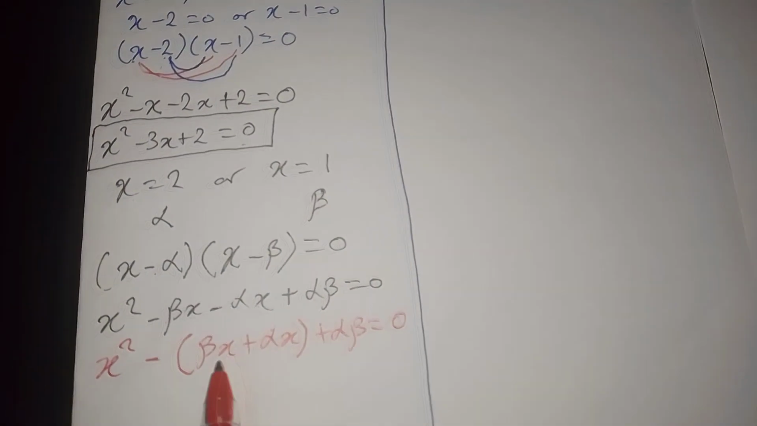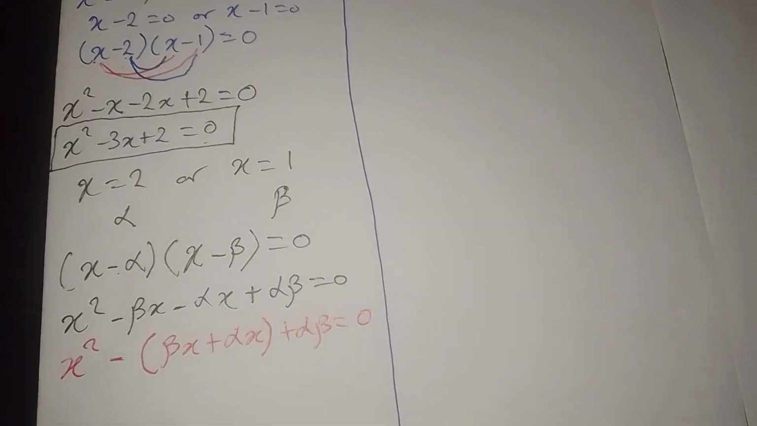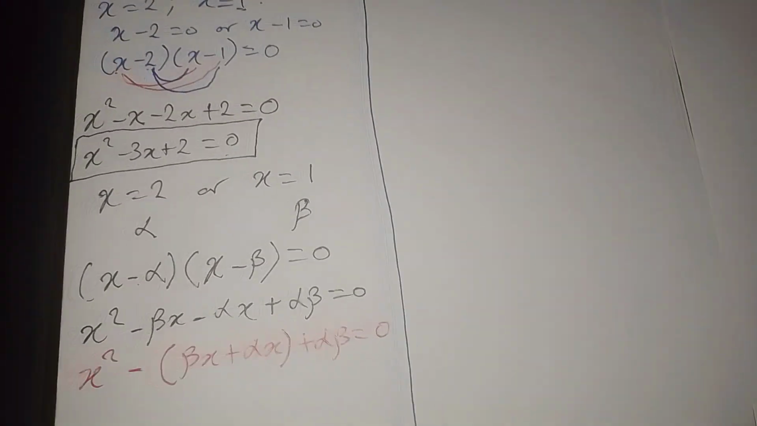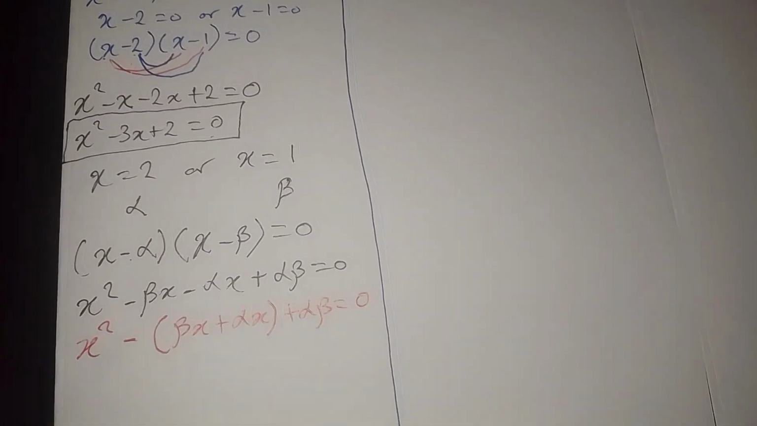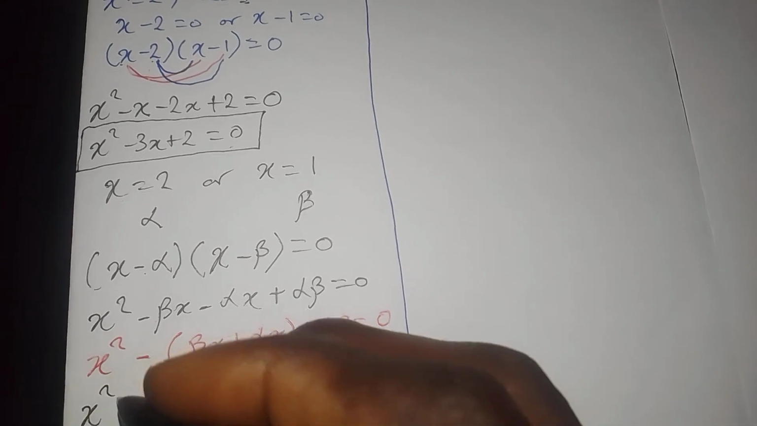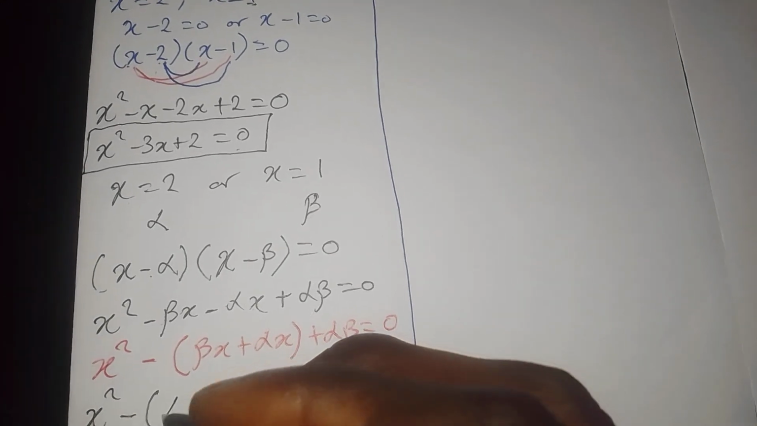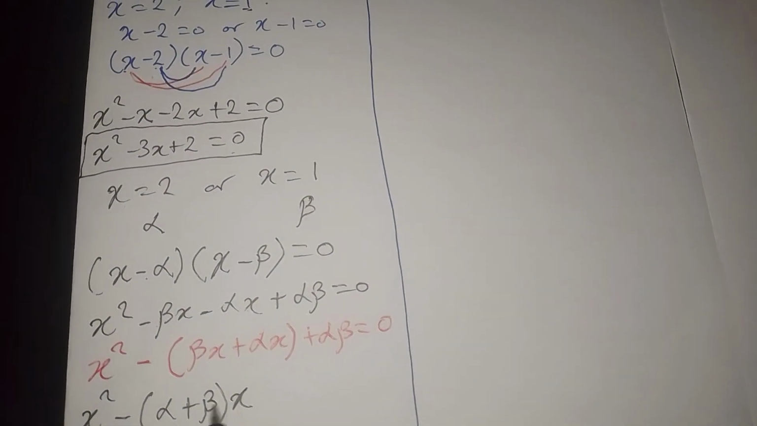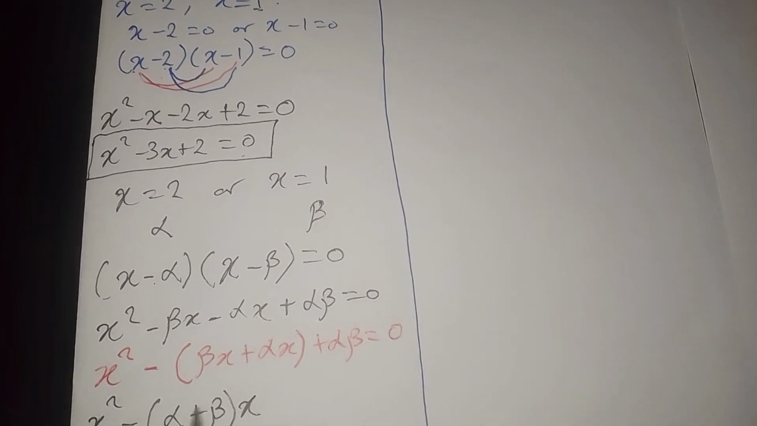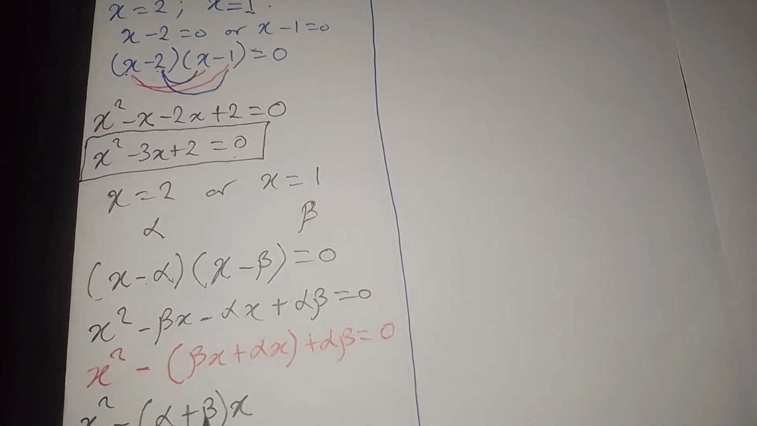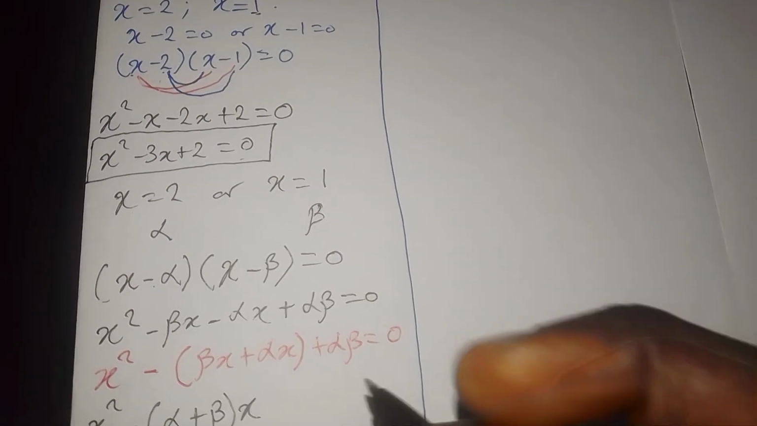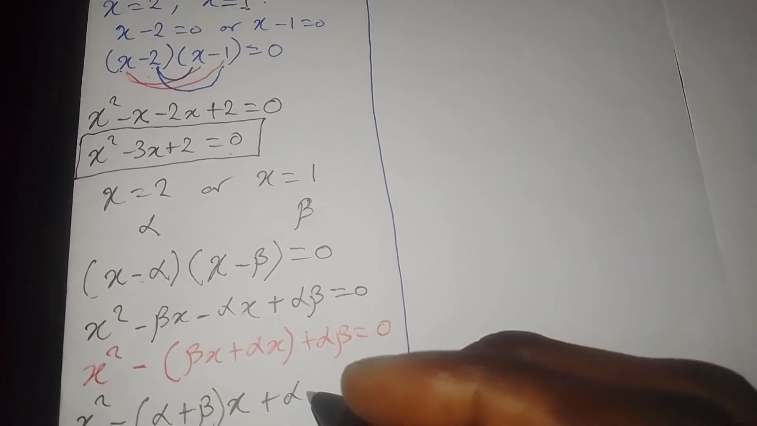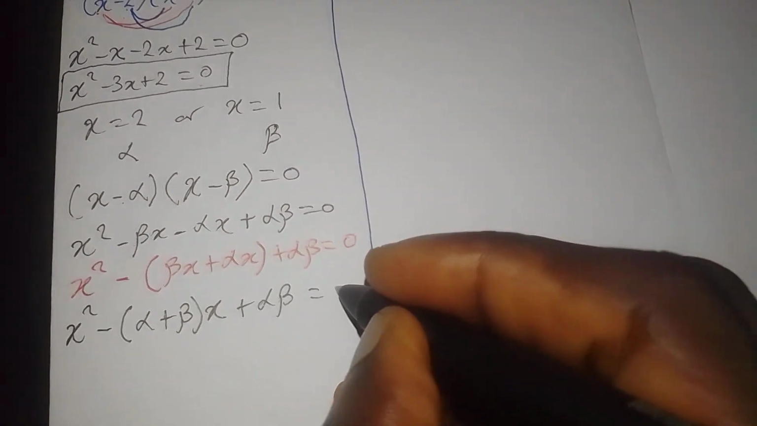From here x is also common to both, so I can bring x out and arrange it since alpha comes before beta. So I can say x squared minus (alpha plus beta) x, since both have x, x times alpha, x times beta, plus is still plus alpha beta, equals 0.